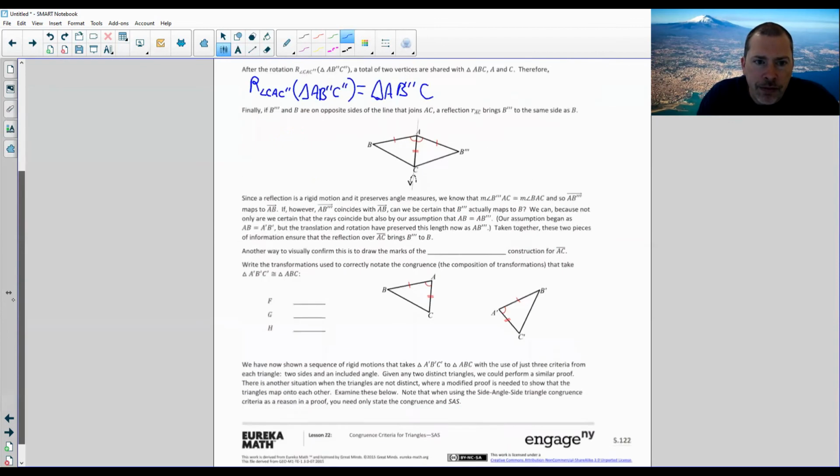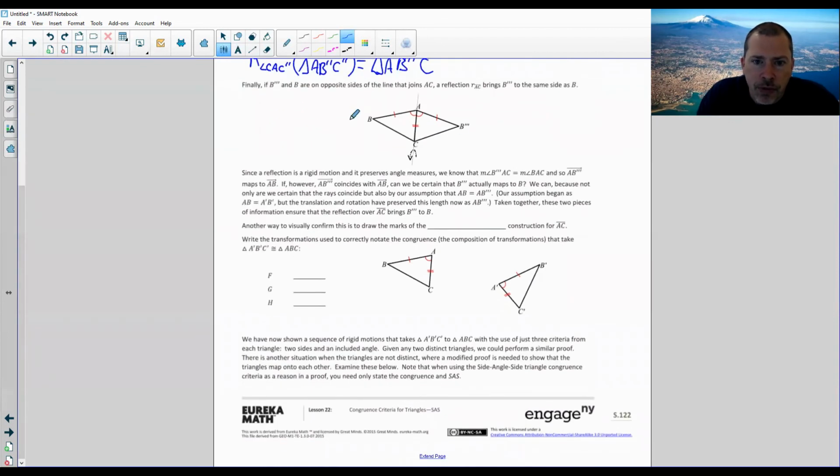Okay, and then finally, the reflection. Since a reflection is a rigid motion and it preserves angle measures, we know that the measure of angle B triple prime AC, so that's saying here to here to here, this angle here, equals the measure of angle BAC. I went the wrong side. Let's try that again. B triple prime AC is this angle.